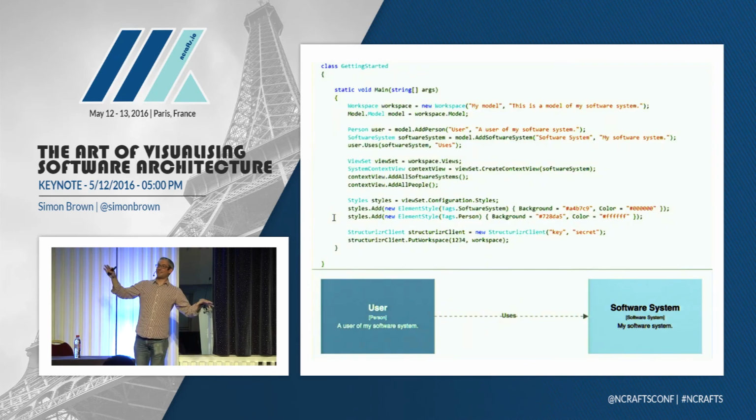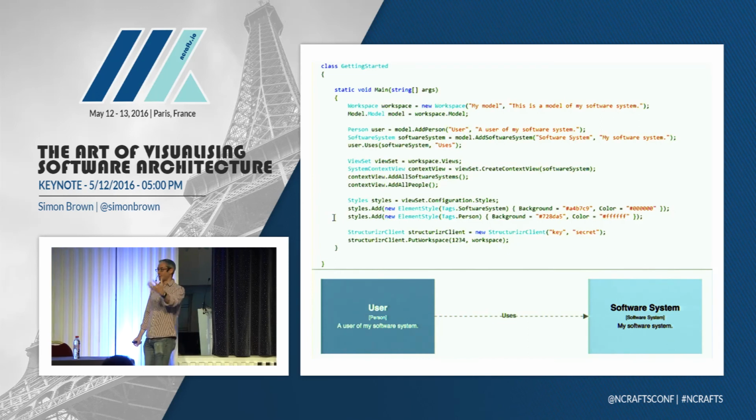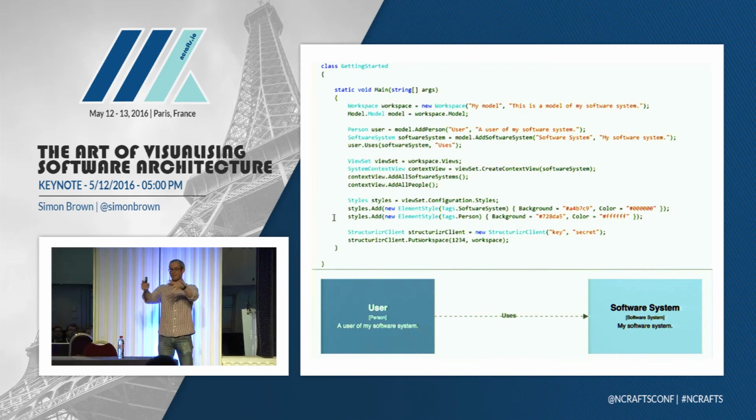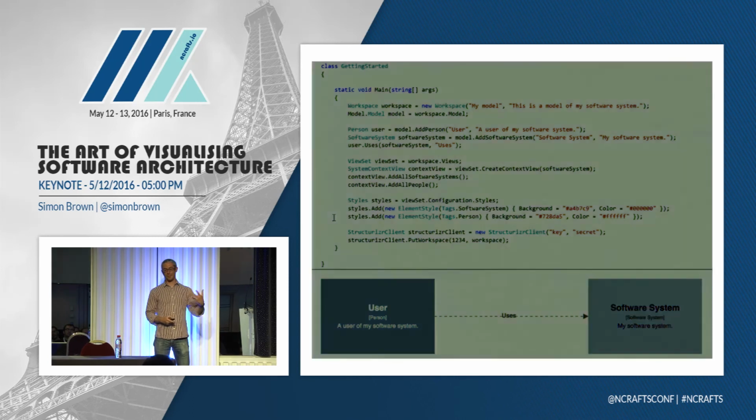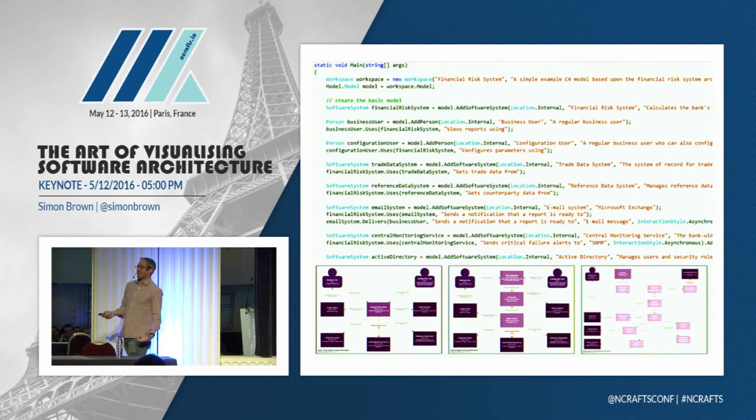If you really hate using Visio and you want to draw an architecture diagram, this is as simple as it gets. You create a model, you add a person, you add a software system, you say that the person uses the system, you create a view, you add some styling, you throw it up to the API, you're done. It draws a picture. You add more code, you get more pictures. That's not where the power of this technique lies.